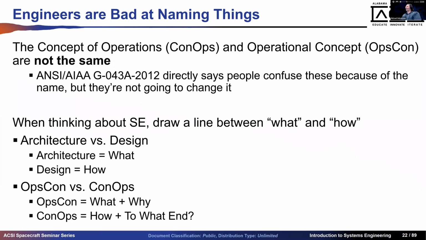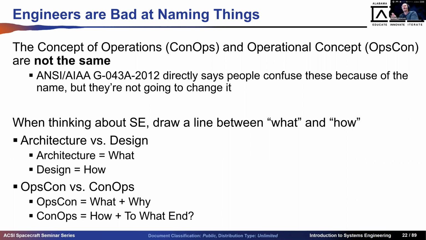All right, moving on along. So ConOps and OpsCon are not the same thing, and that's dumb. There is an AIAA standard that says the quiet part out loud, where it says this confuses people because it's the same name, but they're not going to change it, which you kind of just need to accept at this point. But it's okay, because you just need to understand what they are, and then you can communicate their contents in a variety of ways. Like, we don't have an OpsCon and ConOps document, but we still do the things that they want in a variety of ways. So let's get into that.